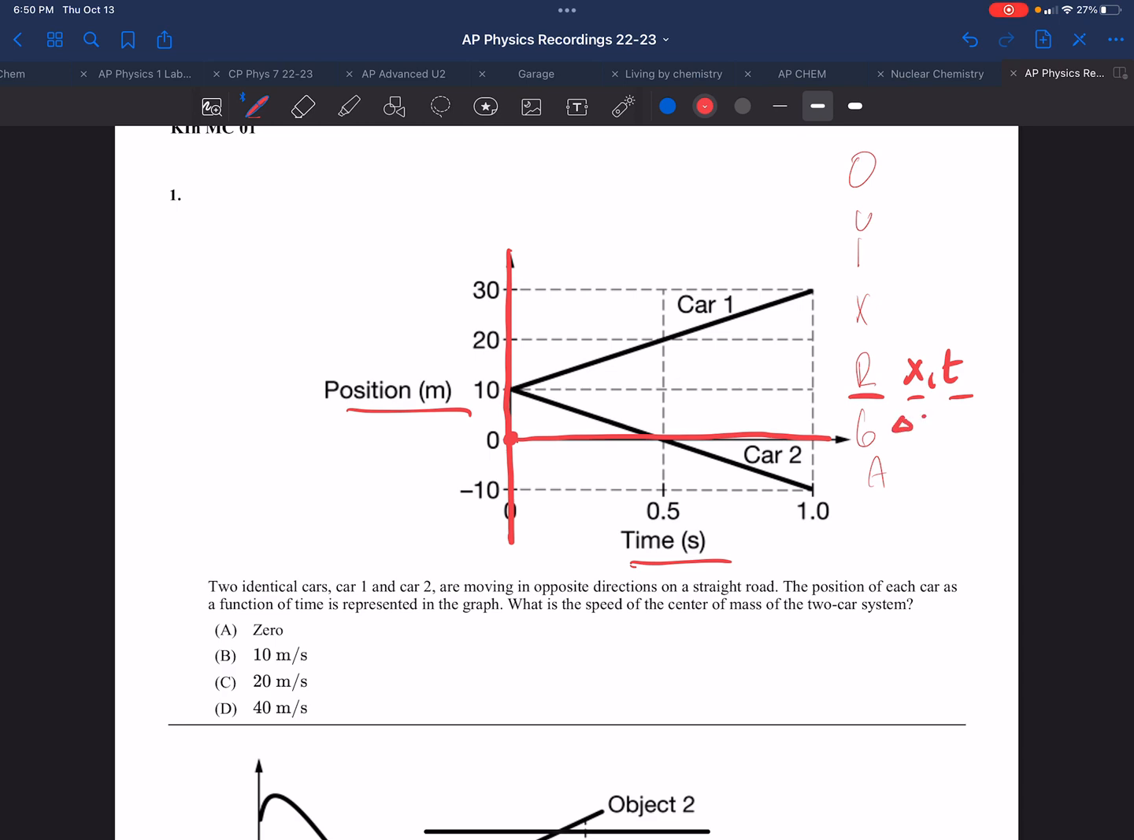The slope is delta x over delta t, which is the velocity. So any question asking about velocity would be about the slope. And the area is x delta t, meter seconds, which has no significance at all.